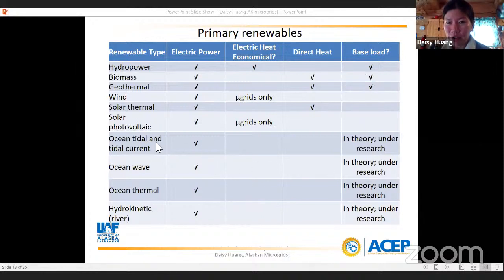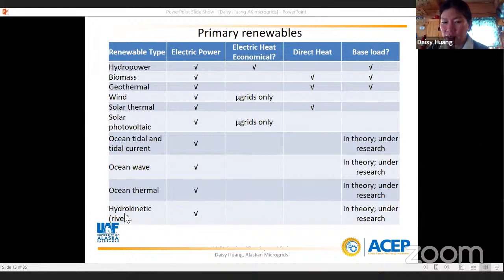And then these last four: ocean tidal current, ocean wave, ocean thermal, hydrokinetic. So hydrokinetic is an in-river turbine that's like an egg beater. So there's no dam, there's no impoundment. It just spins with the flow of the current. These four are under active research. The last one in particular by ASAP, not me personally, my coworker Jeremy heads that up.